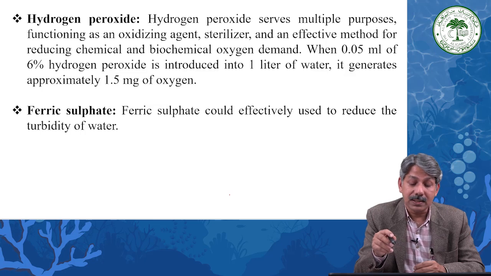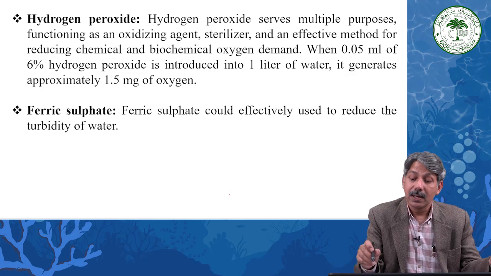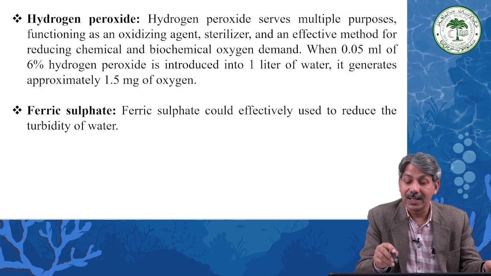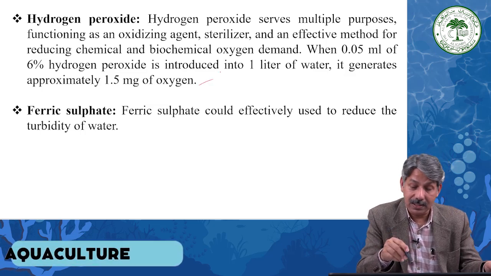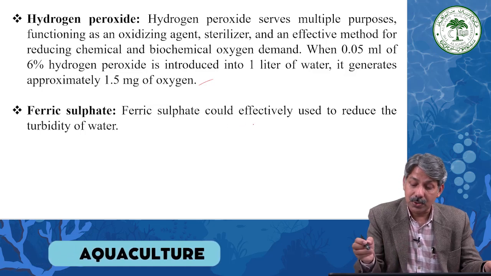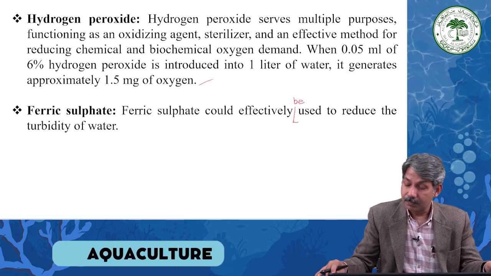Then we have hydrogen peroxide. Hydrogen peroxide serves multiple purposes, functioning as an oxidizing agent, a sterilizer, and an effective method for reducing chemical and biochemical oxygen demand. When 0.05 milliliter of 6% hydrogen peroxide is introduced into 1 liter of water, it generates approximately 1.5 milligram of oxygen. That is how effective it is. Ferric sulfate could effectively be used to reduce the turbidity of water.